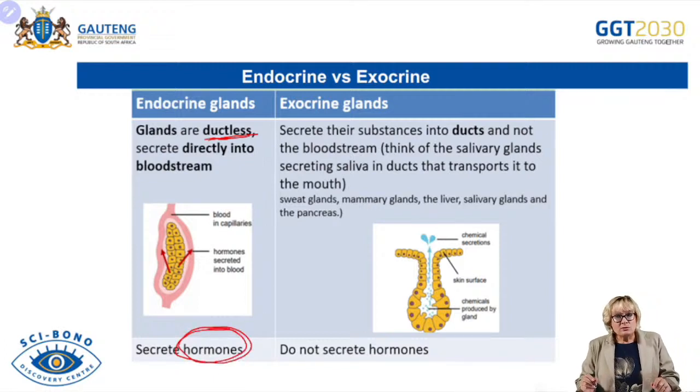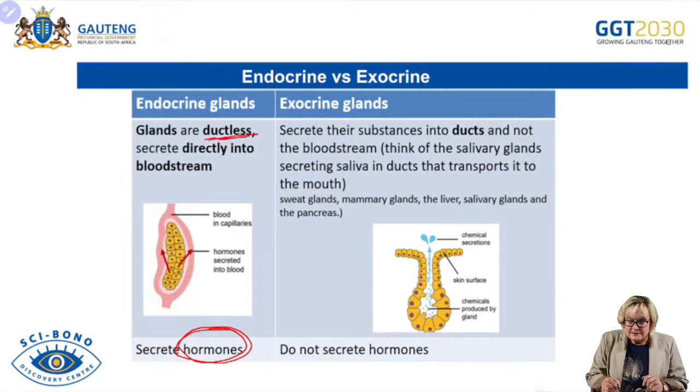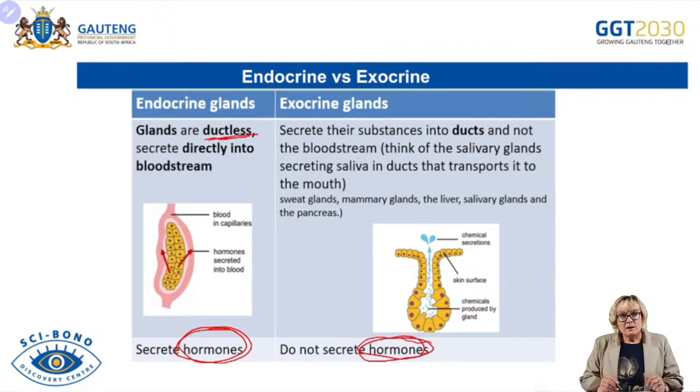And then an exocrine gland is secreting their substances into ducts. So they are little tubes and not the bloodstream. And then, like I said, think of the salivary gland secreting saliva in ducts that's transported then to your mouth, for instance. And no hormones are being secreted. All right, so it's very important for you to remember this.